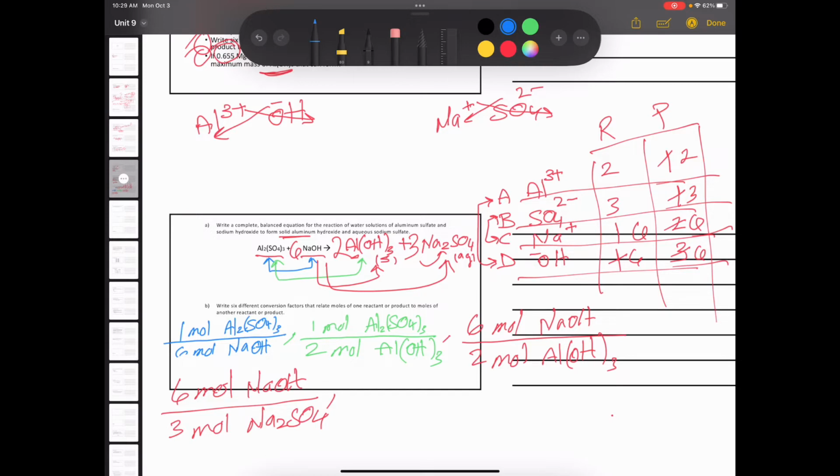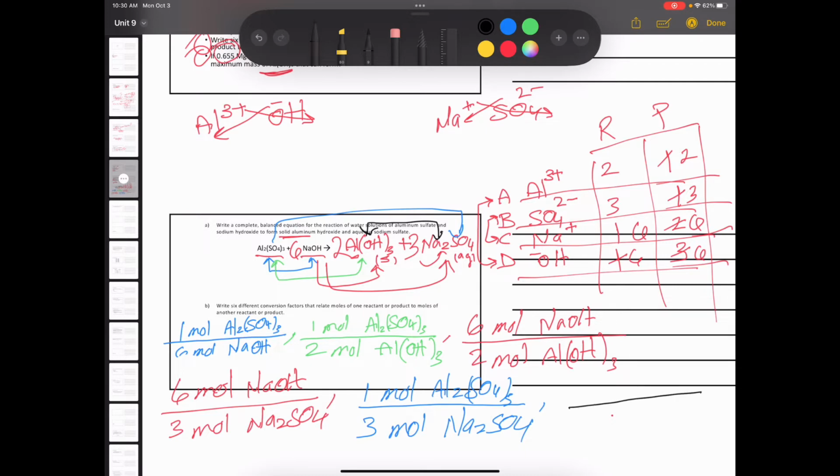So now I have forgotten the Al2SO4, 1 mole Al2SO4 and the relation with the sodium phosphate. The reaction will yield 3 moles, so the ratio is 1 to 3, Na2SO4. Okay? My last relationship that I have here is the factor between the aluminum hydroxide and the sodium phosphate.